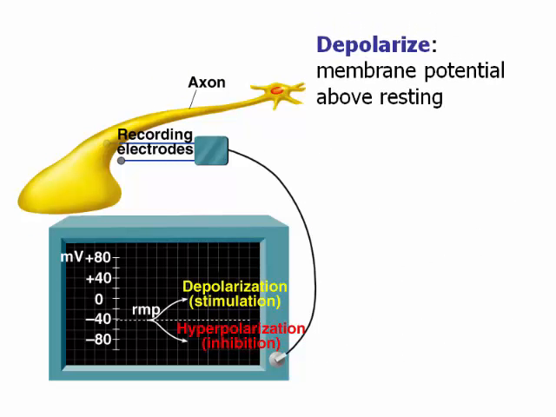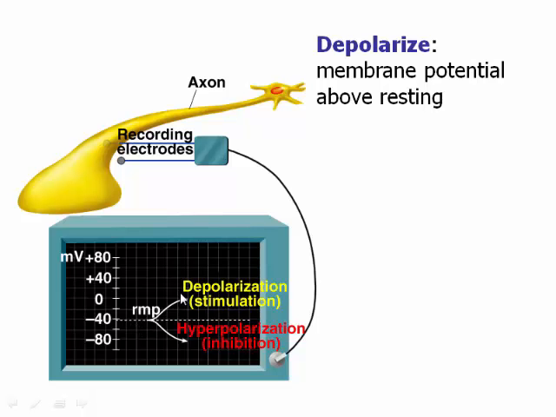Alright, so now we get to look at what happens when we change the resting membrane potential. So here the resting membrane potential in this picture is minus 40 millivolts. If you look down here, RMP stands for resting membrane potential. We learned the number minus 70, okay? So minus 70 is average, normal.